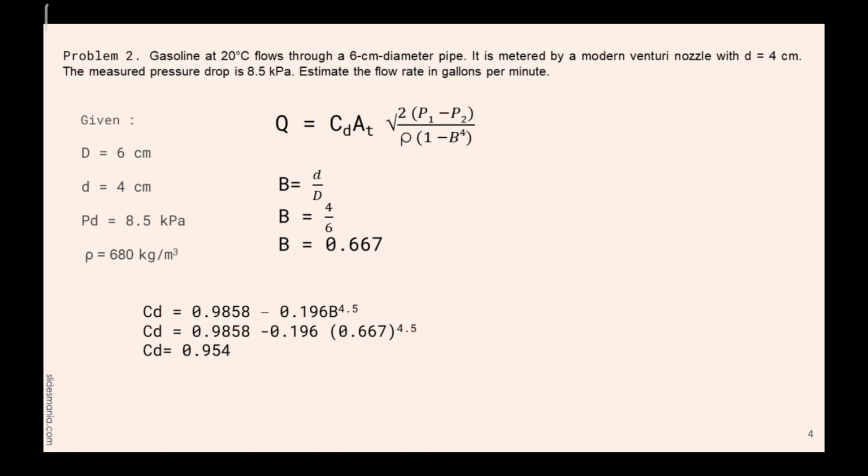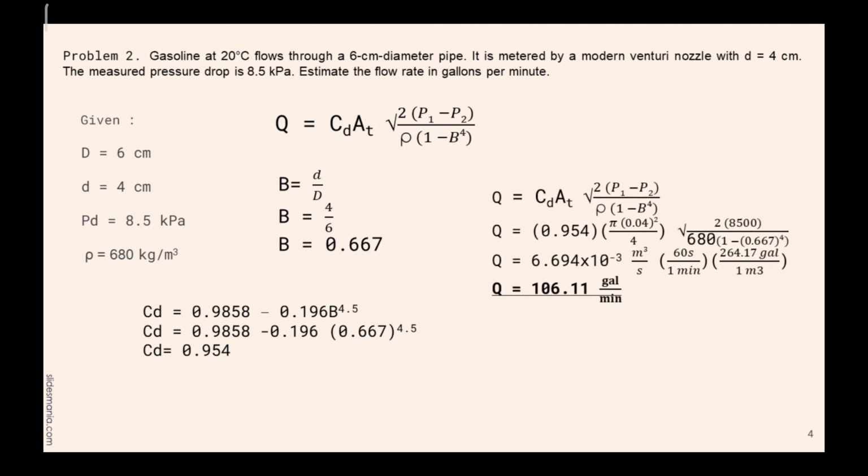Solve now the flow rate using the solved discharge coefficient and the given values. Flow rate is equal to 0.954 times pi times 0.04 squared over 4 times the square root of 2 times 8,500 over 680 times 1 minus 0.667 raised to 4. Flow rate is equal to 6.694 times 10 raised to negative 3 cubic meter per second.